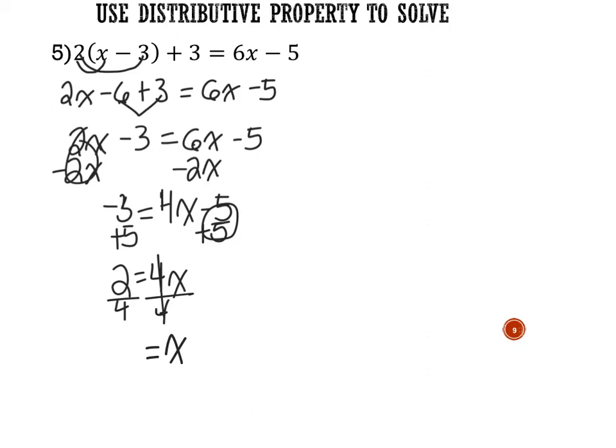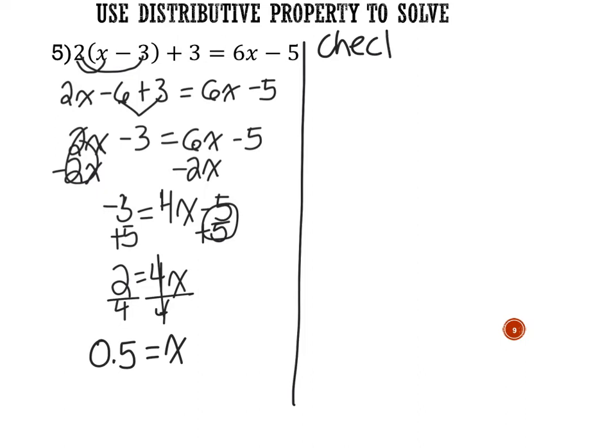2/4 will be 1/2, but I'm going to use that as the decimal, so I'm going to use 0.5. So 2 divided by 4 equals 0.5. I use a decimal because the decimal is easier to put in your calculator when checking your answer. Check.